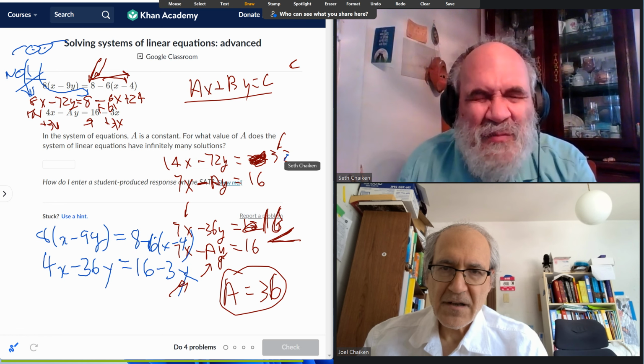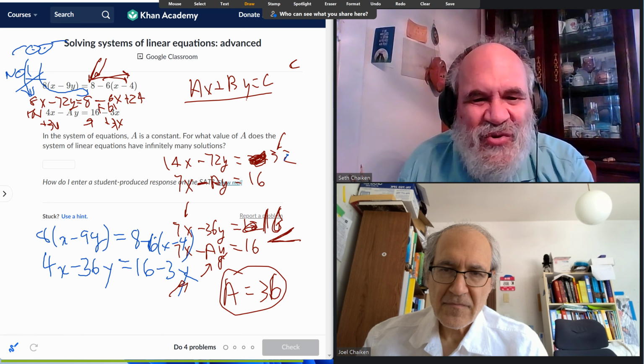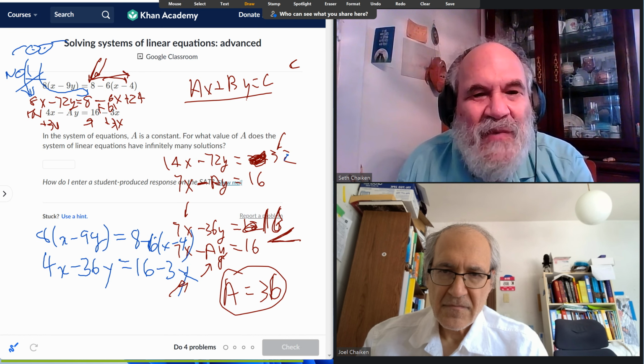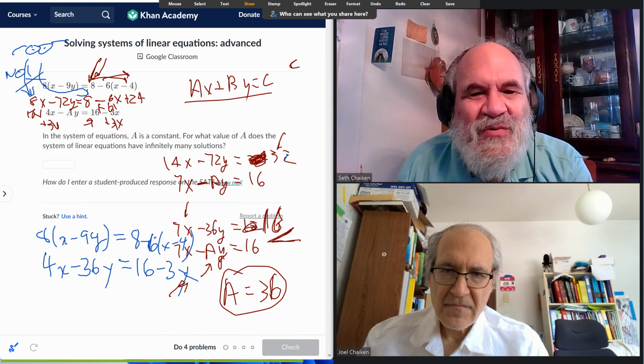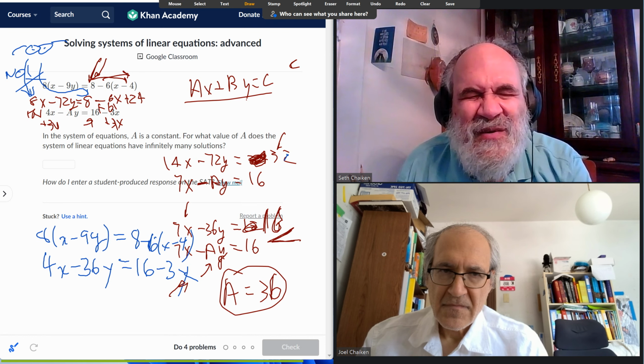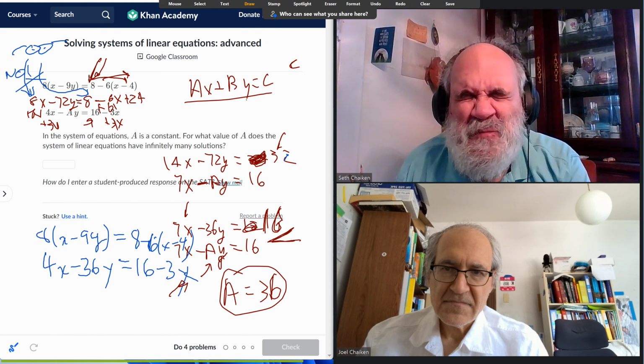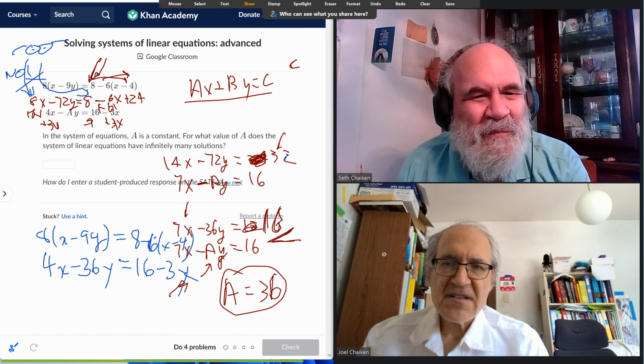Right, there we go. So multiply the second equation by 2, and you get 14x minus 2a equals 32. So 2a equals 72. A is 36. It makes the two equations equivalent, right? Yeah. So notice the approach.